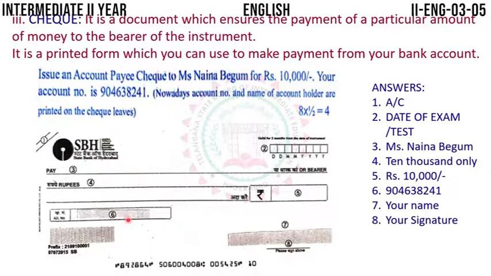Next, sixth one is your account number. What is the account number given here? 90463841. So in the sixth column, we have to write this number. And seventh one is name of the person who issued this check. So if you are issuing, you have to write your name in the 7th column, and then 8th one is signature. After writing your name in bold letters, you have to sign it. So this way you have to fill this account payee check.